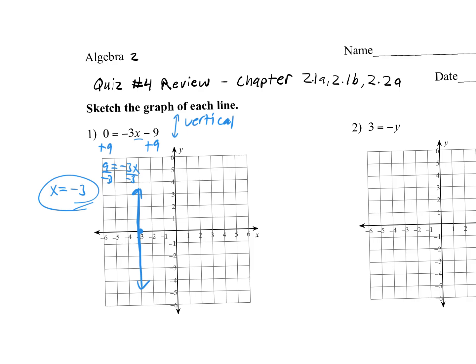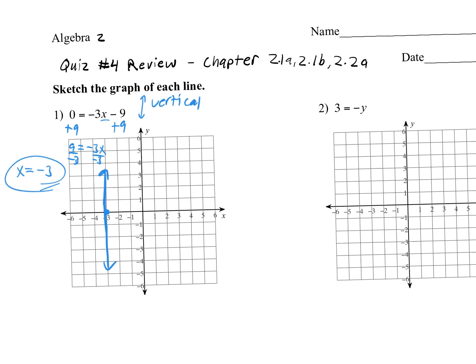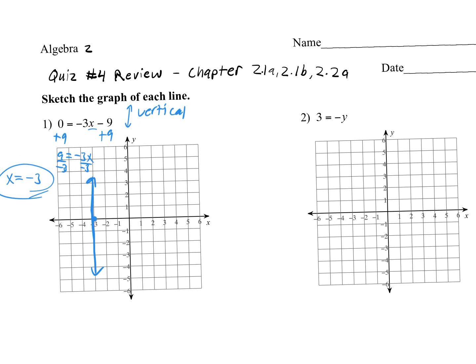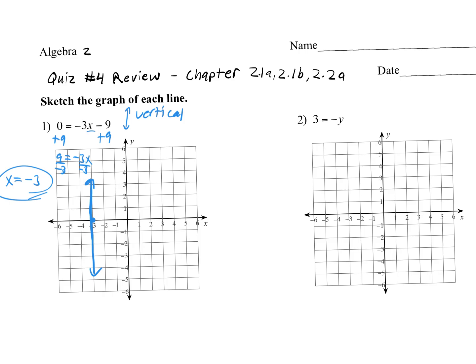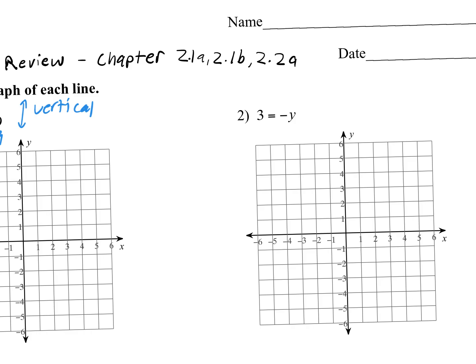All right, the next one's very similar. So let's look at number 2. I know I told you guys odds only, but in class I'm going to jump around a bunch. For this one, we have 3 equals negative y. Again, we only see a y, right? There's no x here. What kind of line is this if it's just y? If x was vertical, then horizontal, right? Good.